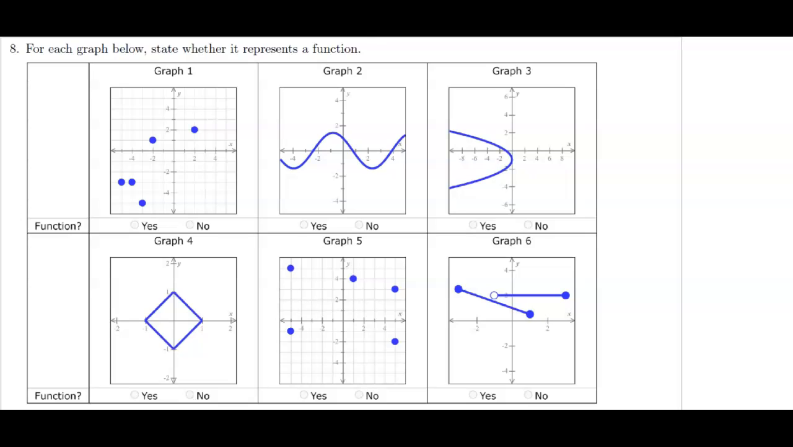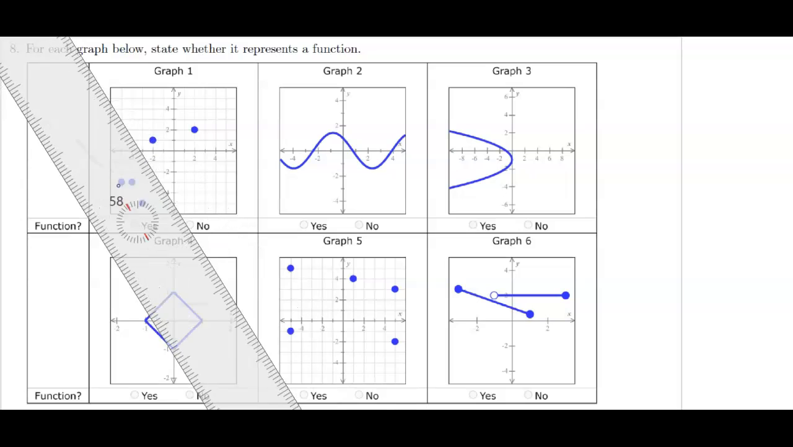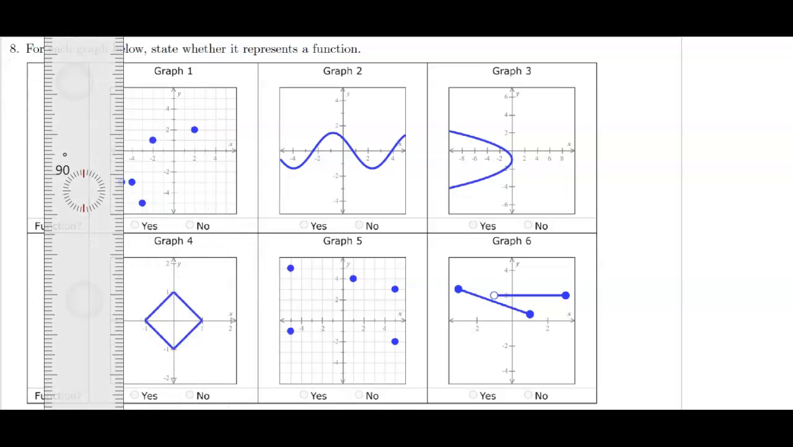All right, so question number 8 is a very easy question. Here we're using the vertical line test, right? You might want to use a ruler here, so I'm going to use a ruler. So what is the vertical line test?